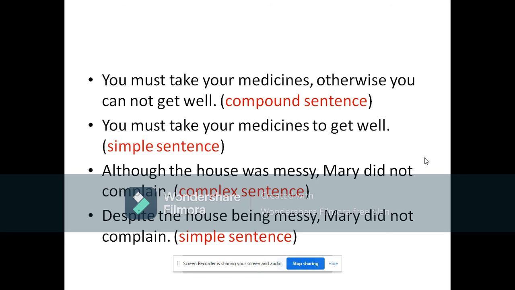Although the house was messy, Mary did not complain. It's a complex sentence. You are asked to change it into a simple sentence. Despite the house being messy, Mary did not complain.